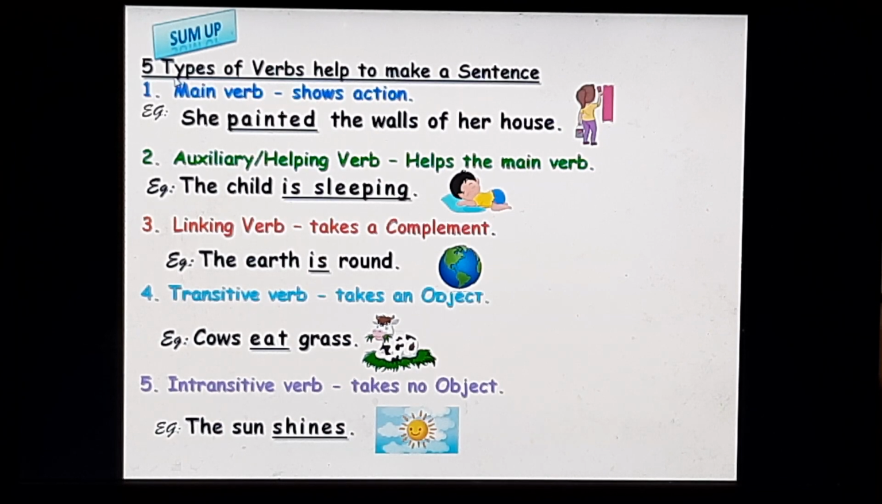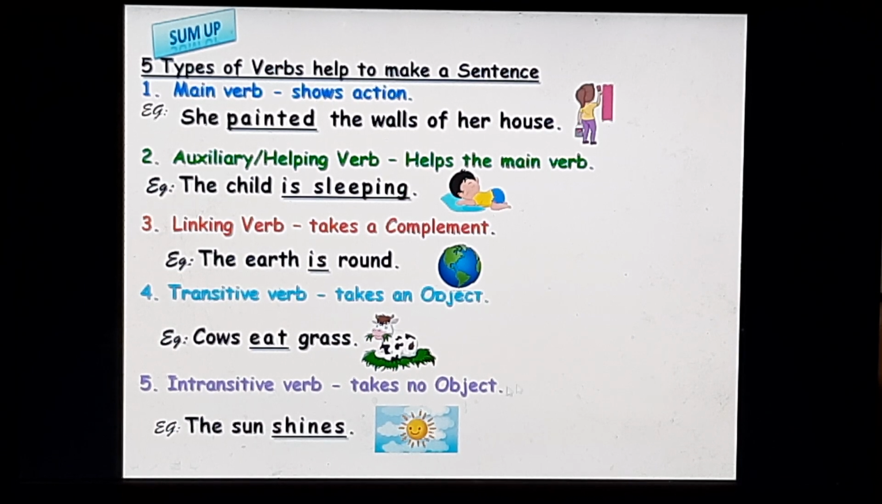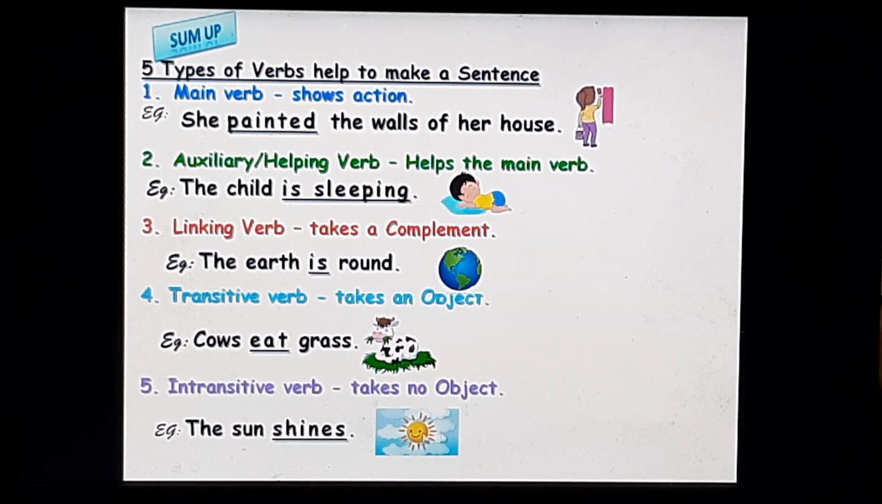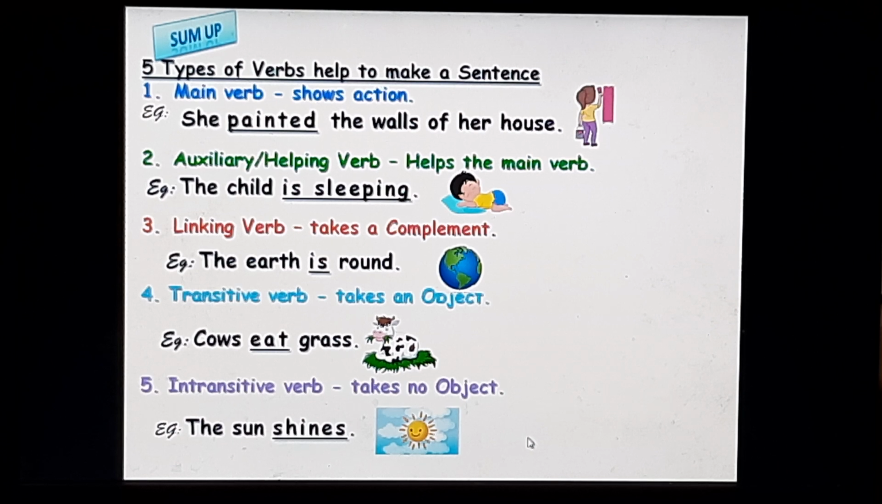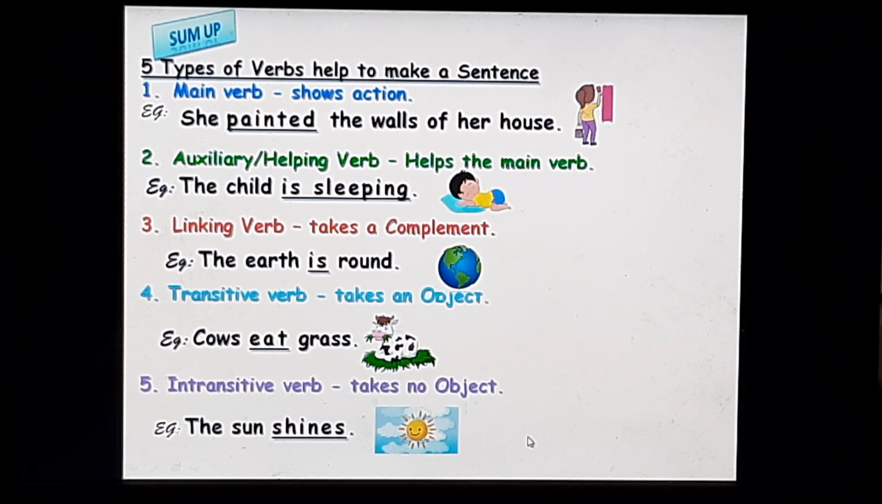Now, to sum up, we have 5 types of verbs here. We have learnt about main verb, auxiliary verbs, the linking verbs, and the transitive verbs. They take an object like cows eat grass. Intransitive verb, they take no object like the sun shines. I hope you have understood about verbs, children. I shall see you in the next session.